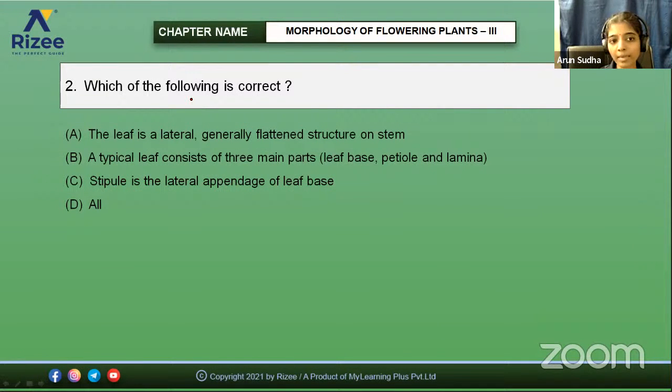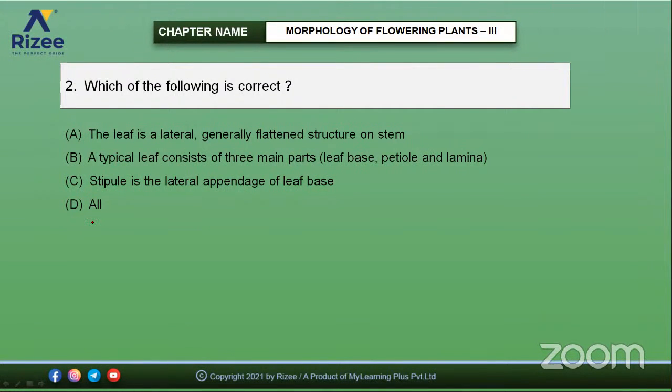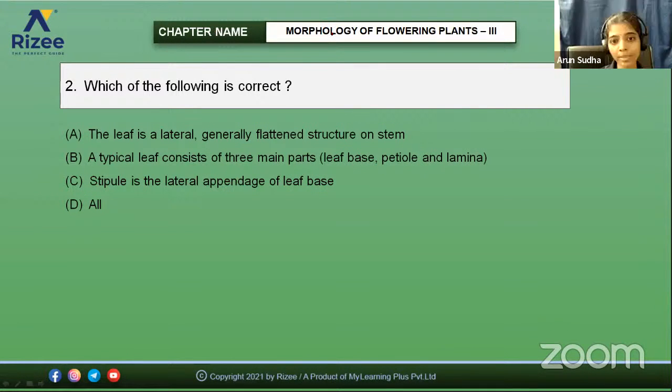Which of the following is correct? The leaf is a lateral, generally flattened structure on stem. A typical leaf consists of three main parts: a leaf base, petiole, and lamina. Stipule is the lateral appendage of leaf base. All of these. Second question. Yeah, option D is correct actually, because all are correct. It's not B, it is option D.